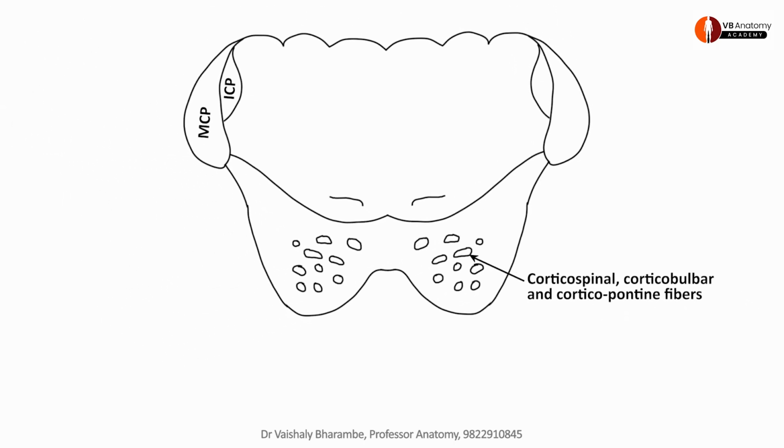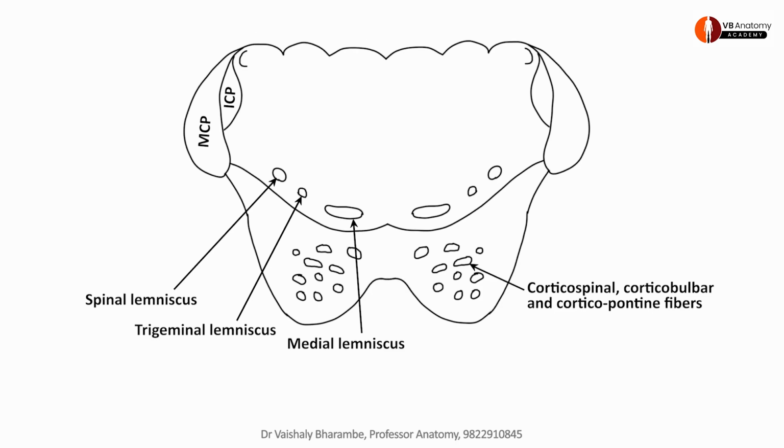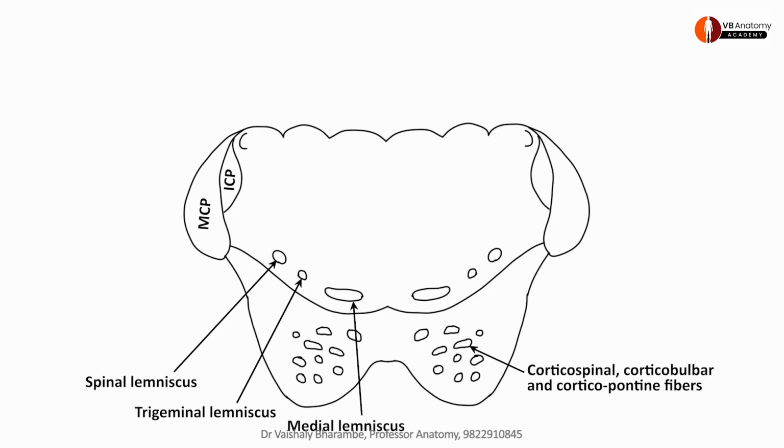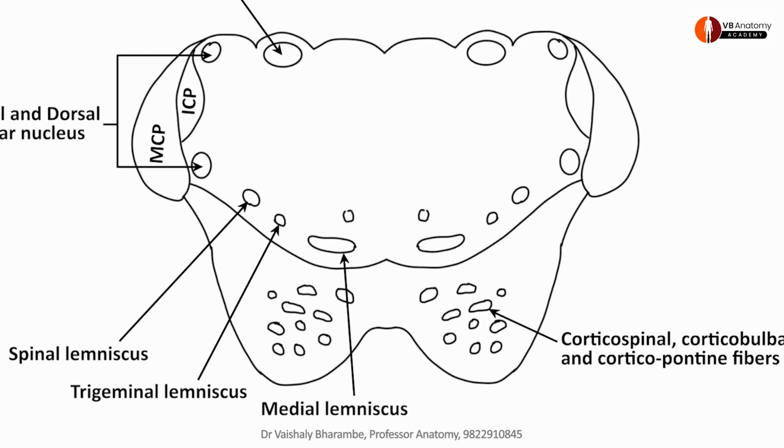Now let's go to the lemniscal band. So let's draw the medial lemniscus, the trigeminal lemniscus, the spinal lemniscus. Now let's go to the cochlear and vestibular nuclei. Dorsal cochlear nucleus, ventral cochlear nucleus, vestibular nucleus. Now let's draw the nuclei which lie one layer behind the lemniscal band, the trapezoid nucleus, the superior olivary nuclear complex, the main nucleus and the accessory nuclei as well.